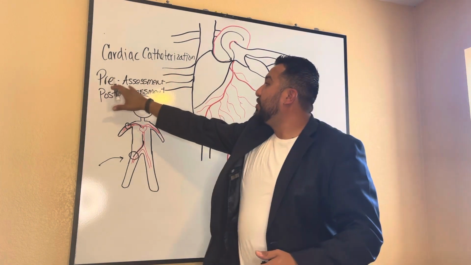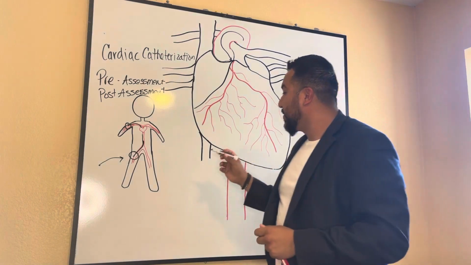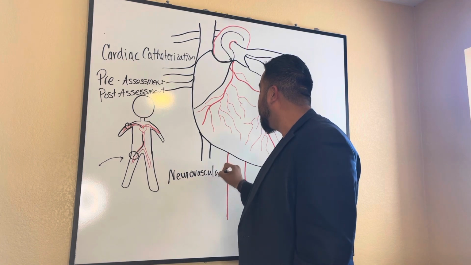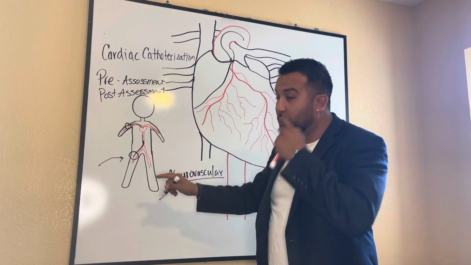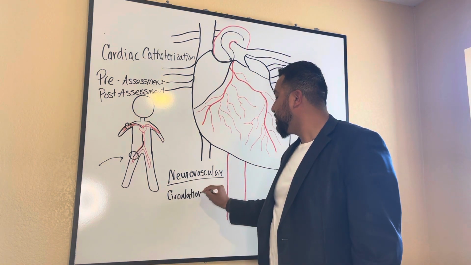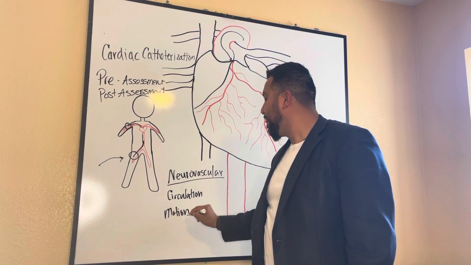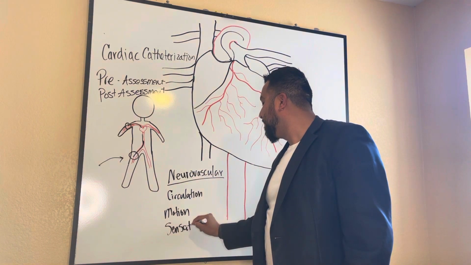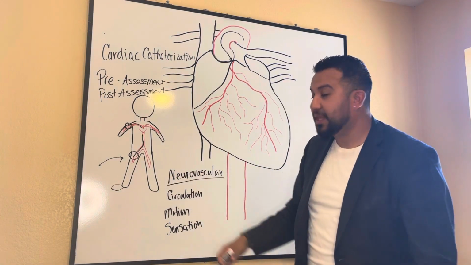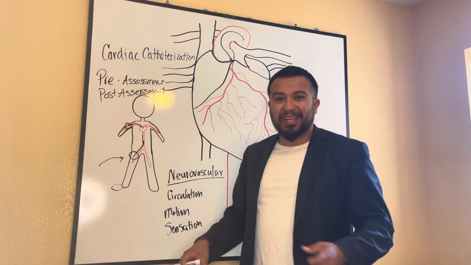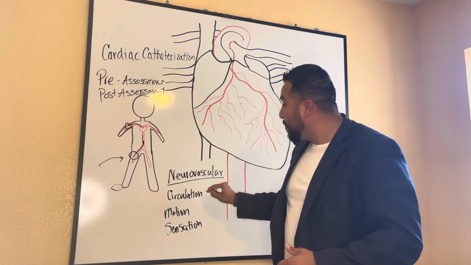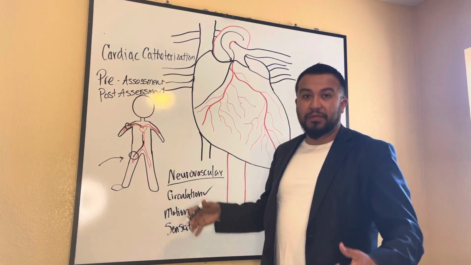So the pre-procedure assessment involves us assessing the neurovascular status. And what I mean by neurovascular is the nerves and the vessels of the lower extremities. So what we use is CMS. We have to assess the circulation, the motion, and the sensation of the lower extremity. We're talking about the dorsal pedal pulse, capillary refill, anterior posterior tibial pulse. Any of those elements that can give us details about the circulatory status, we have to assess that. That's the vascular portion of the neurovascular assessment.